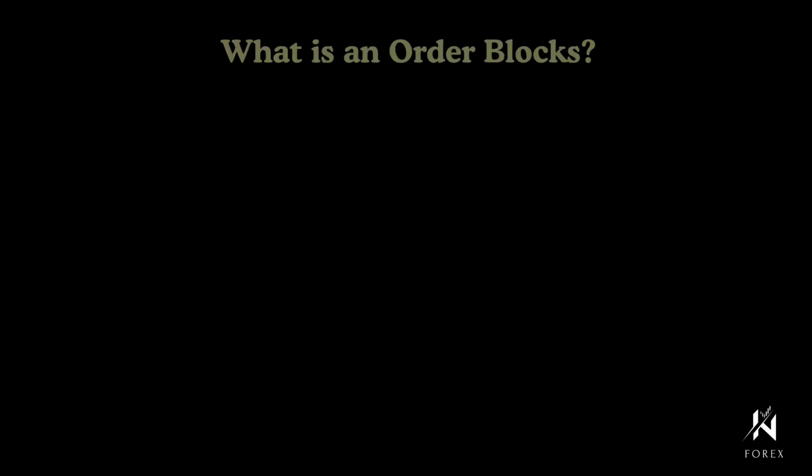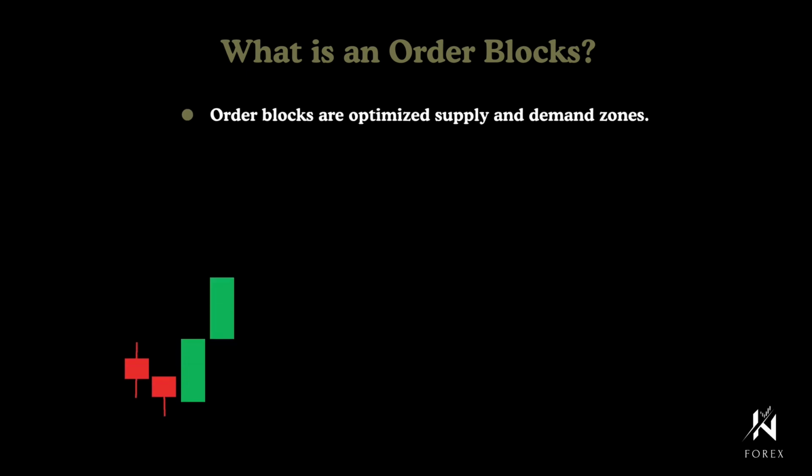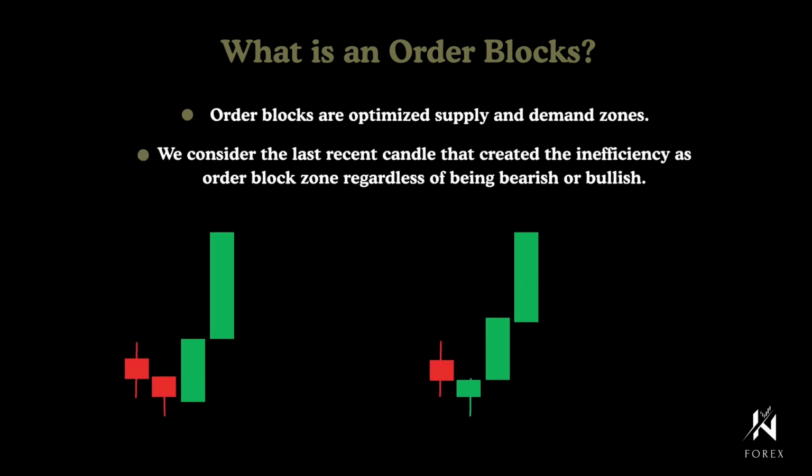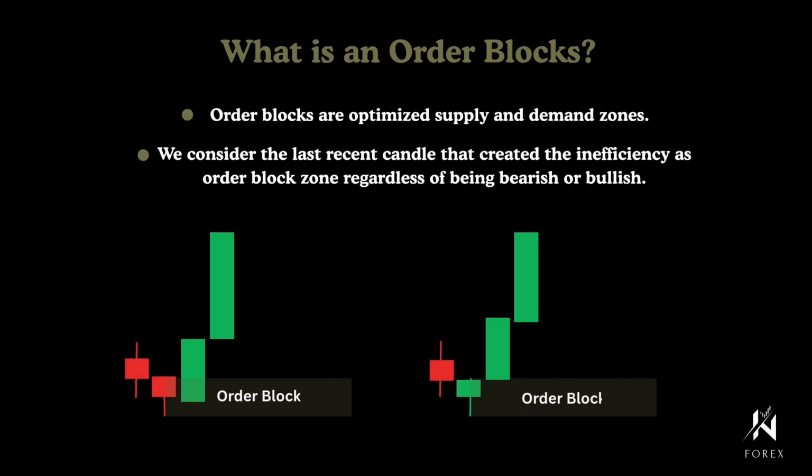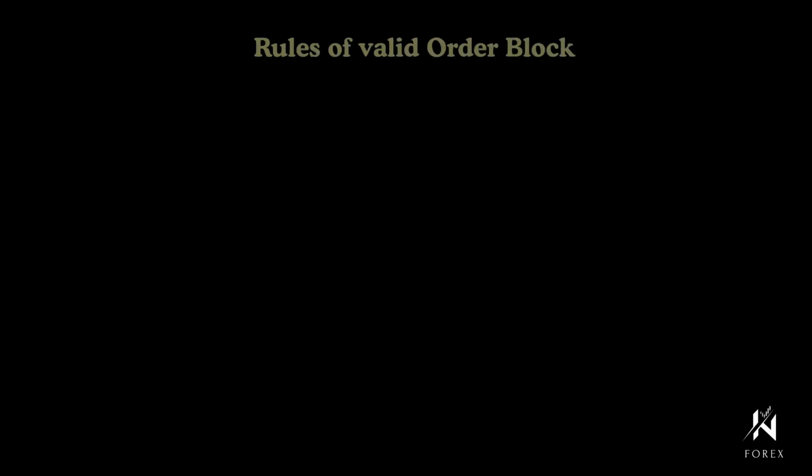Up next, we're covering order blocks. Order blocks are refined supply and demand areas. The most recent candle responsible for creating the inefficiency is marked as the order block zone, whether it's bullish or bearish. But we have three rules for a valid order block.